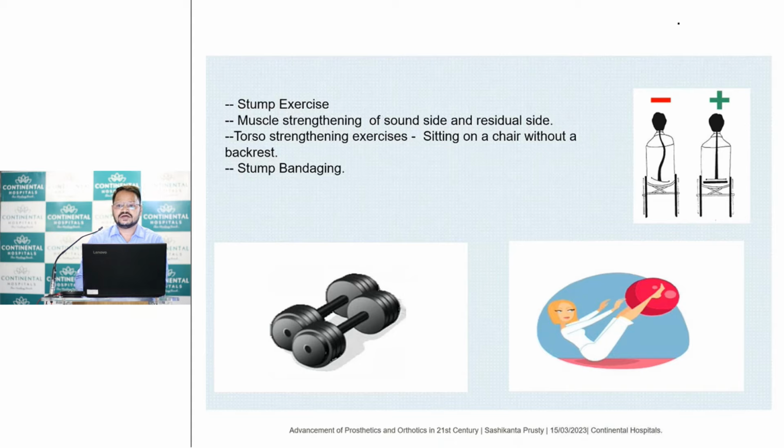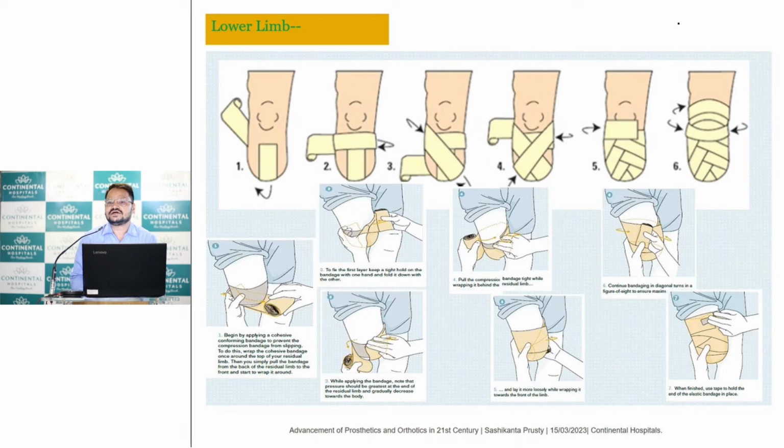Then stump bandaging. Stump bandaging is again very important when we are making a patient ready for prosthesis, so that the volume fluctuation is controlled. Once we start putting a prosthesis, if there is further volume fluctuation, the prosthesis may get loose. So in those conditions, we have to make sure that post suture removal, we provide proper crepe bandaging or stump socks to patients, if there are no existing open wounds. So this is what normally we do.